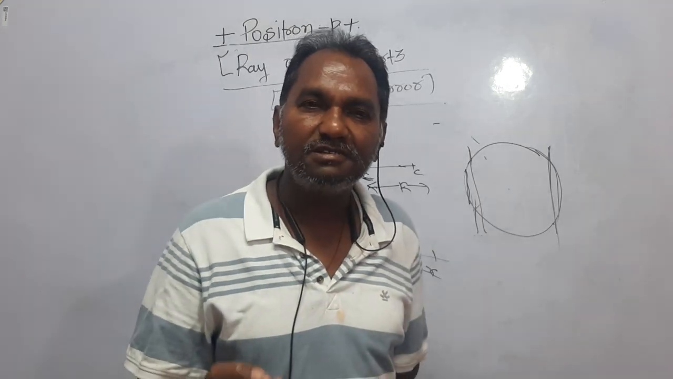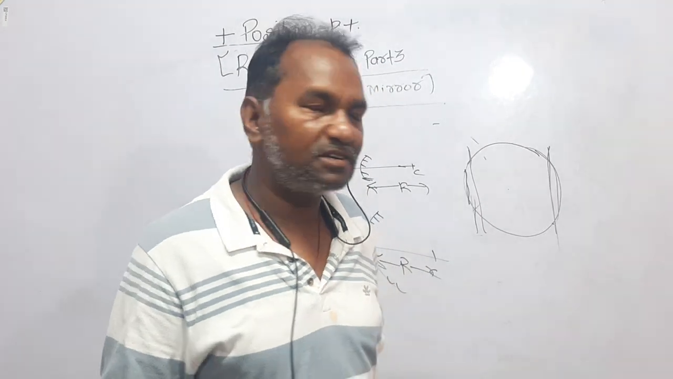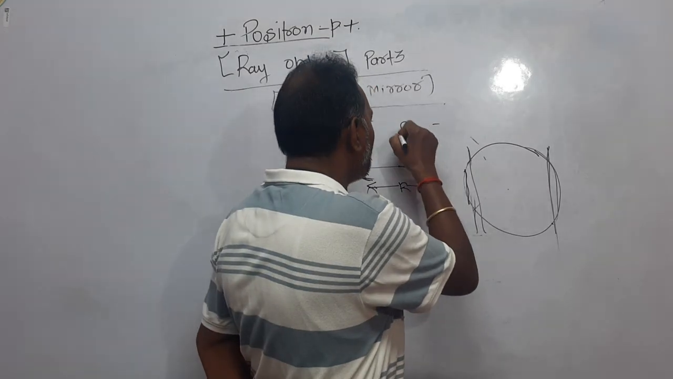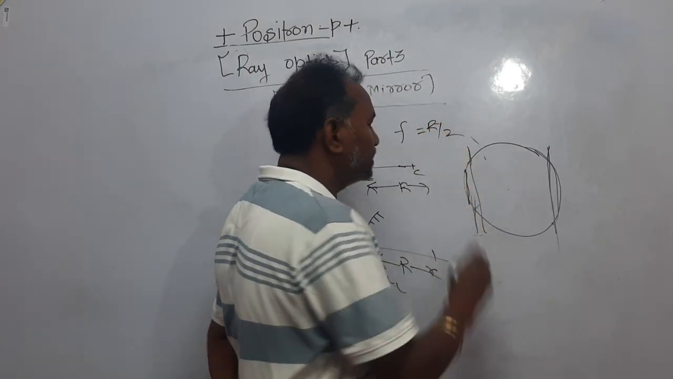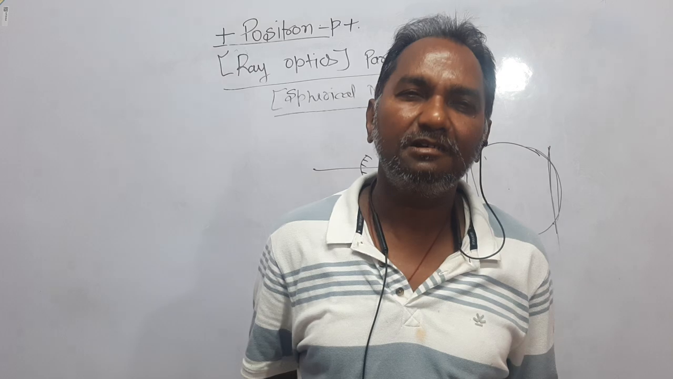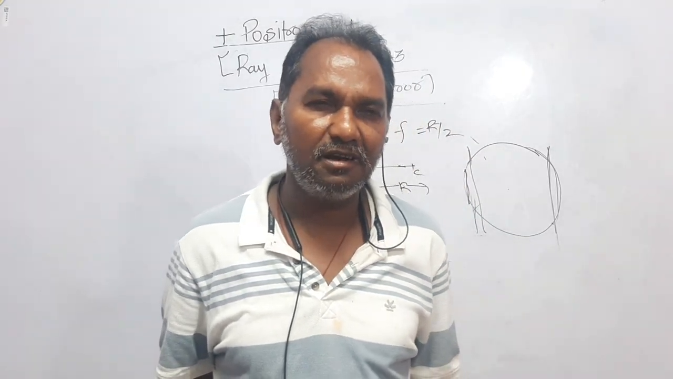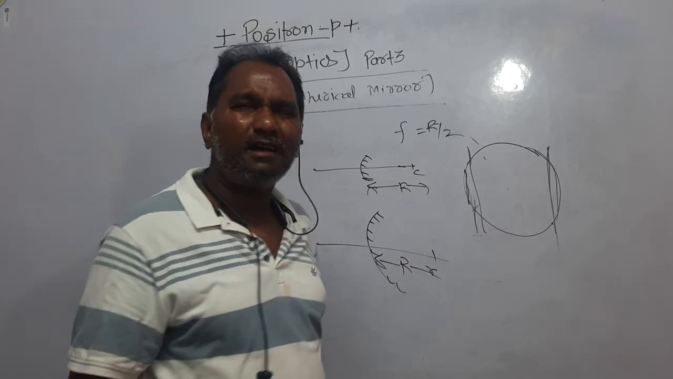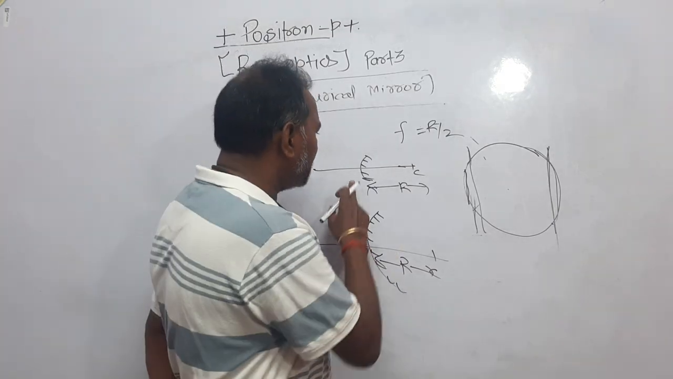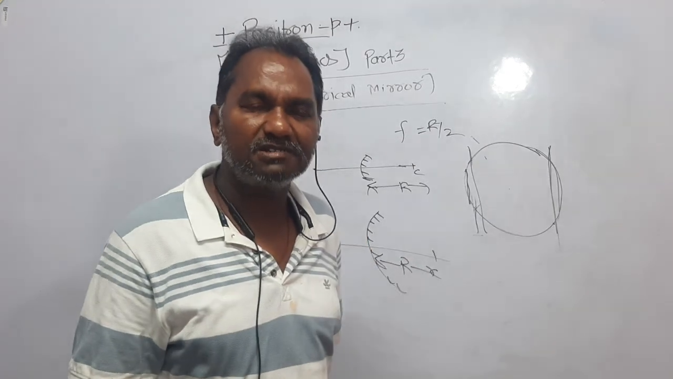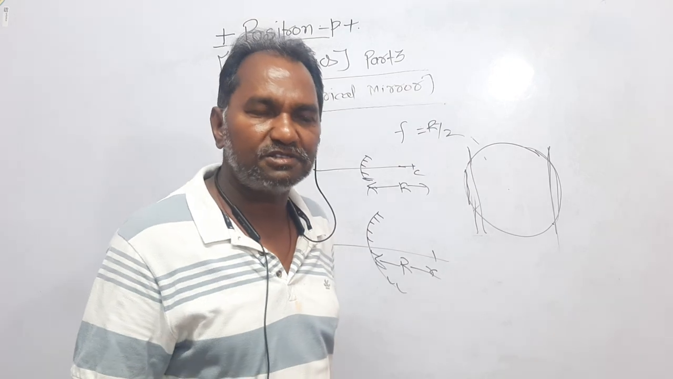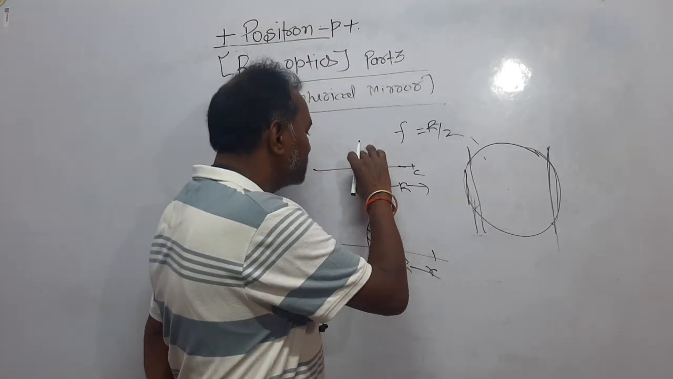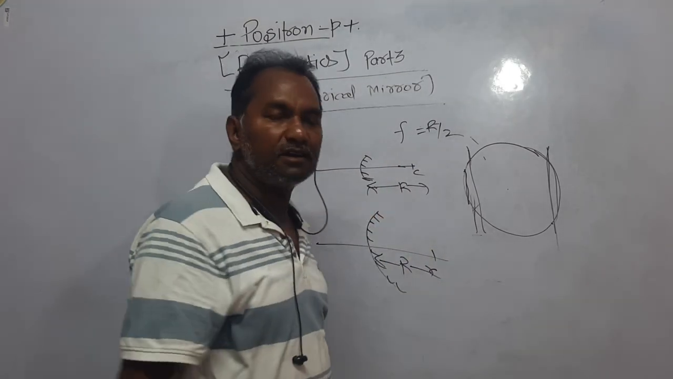They have the same radius of curvature, and you know focal length f is equal to r by 2. If the radius of curvature is the same, they possess the same focal length. Now, this size is said to be the aperture. Despite having the same focal length and the same radius of curvature, this one has a small aperture and this one has a big aperture.